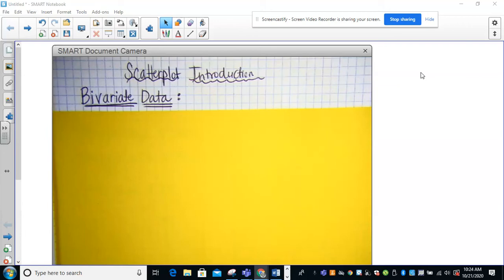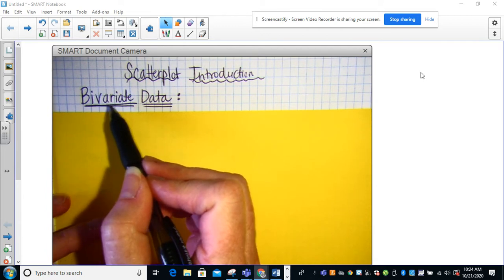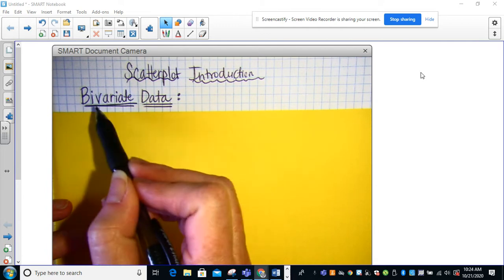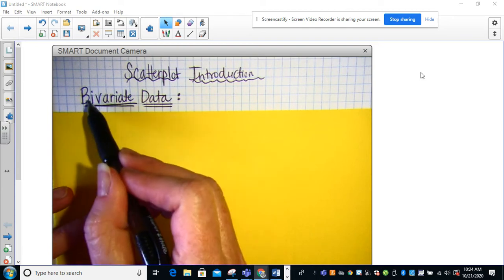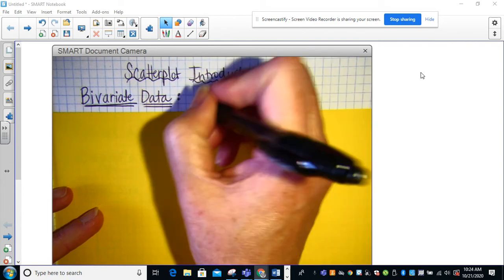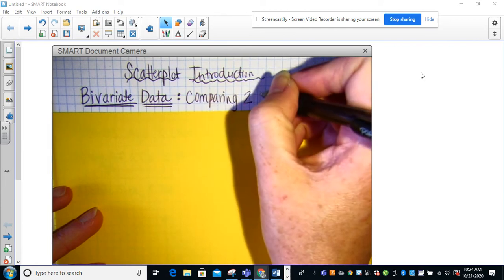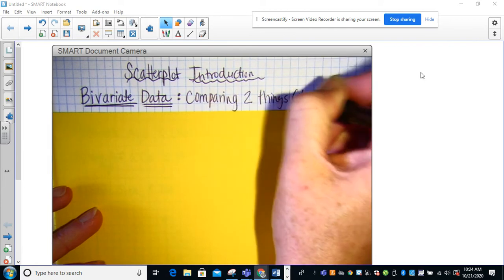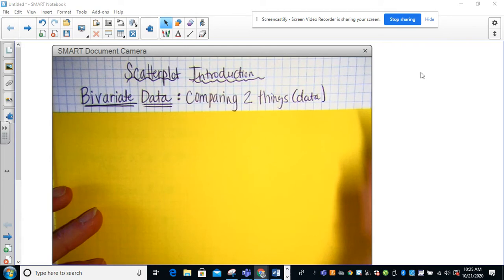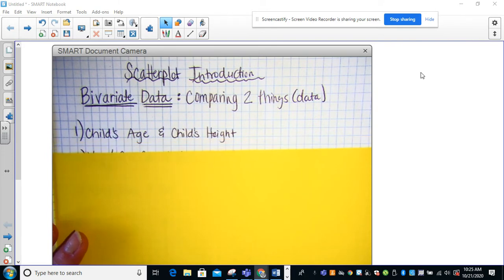So this is going to be a Scatterplot introduction. And the first thing we want to do is define the words bivariate data. Bivariate data. Now, bi usually means two. So for bivariate data that goes along with scatterplots, we are going to be comparing two things. Comparing two different things.